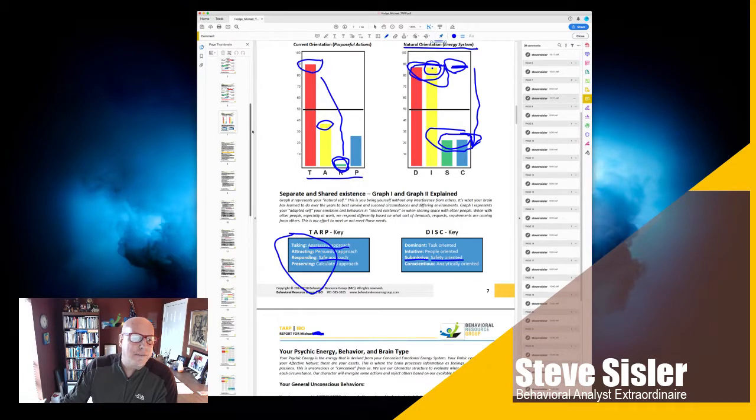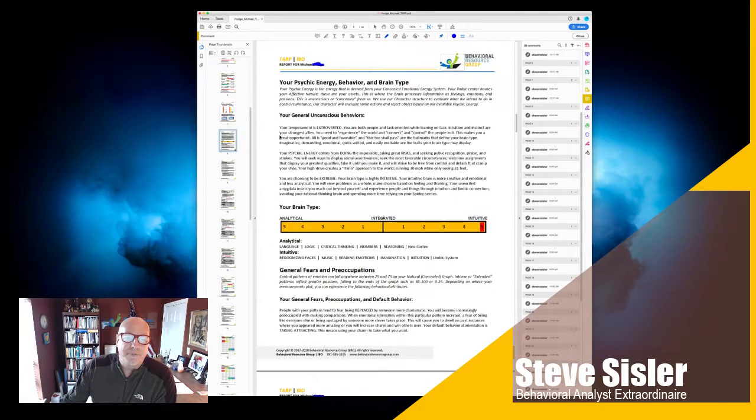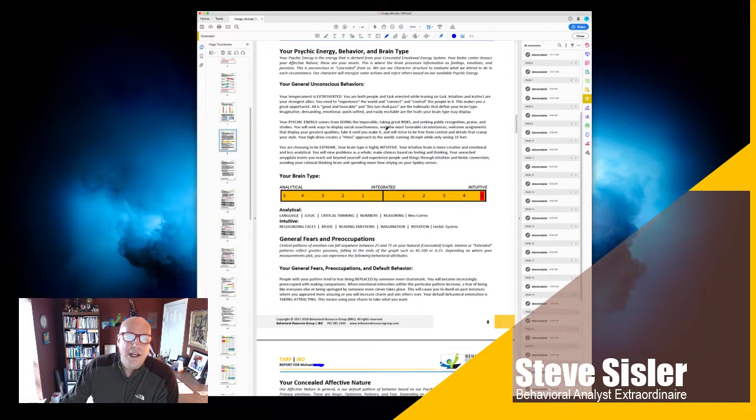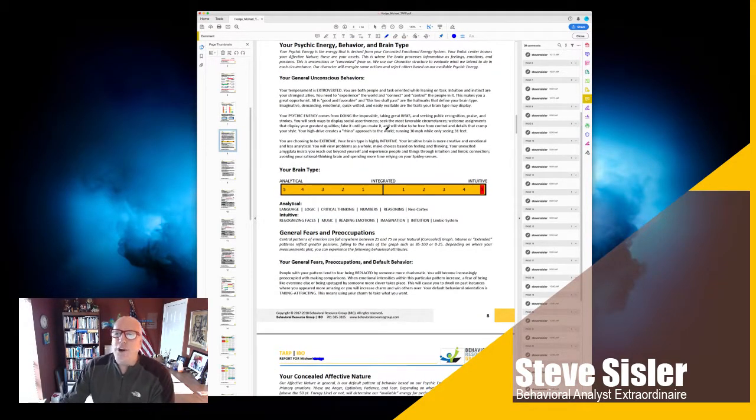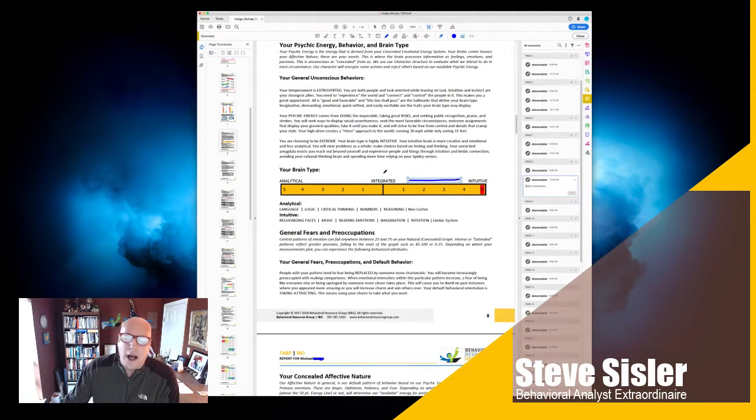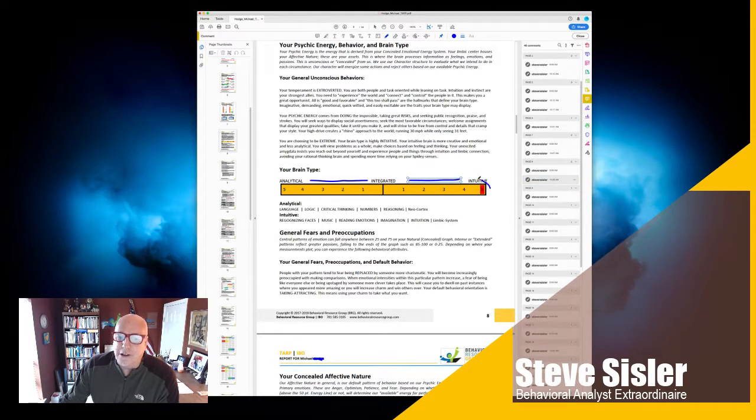What else have we got in this bag of toys? Look at this. Your psychic energy, behavior, and brain type. Look, we've got analytical brain type, integrated brain type, intuitive brain type, and we've got everything in between here. And so, very, very powerful. So this individual is a 5 on intuitive. So this is a very intuitive thinker. And so we outline down here what these things can mean.